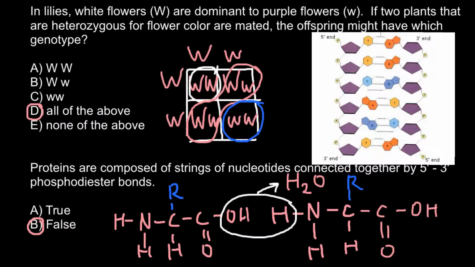Once again, proteins are made of amino acids, and here we have an example of nucleic acids. Nucleic acids have a 5' end and a 3' end, and amino acids have an amino end and a carboxyl end.